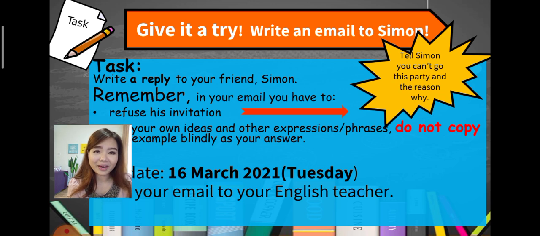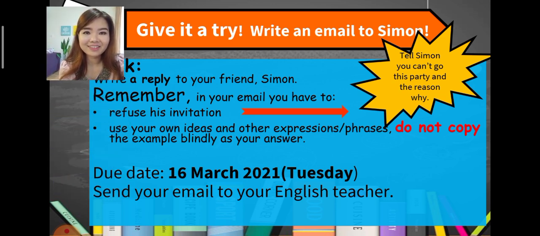Okay, so back to the task. Your task today is to write an email back to Simon, and remember to go through the instructions here, okay? The due date for your email would be on the 16th March 2021, which is a Tuesday. You can send your email to your English teacher.